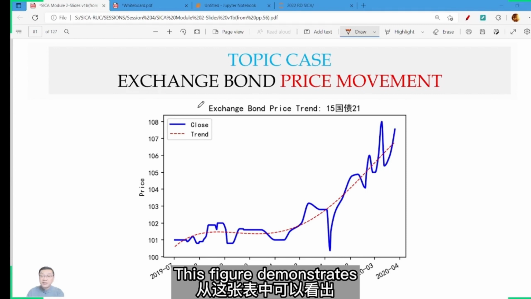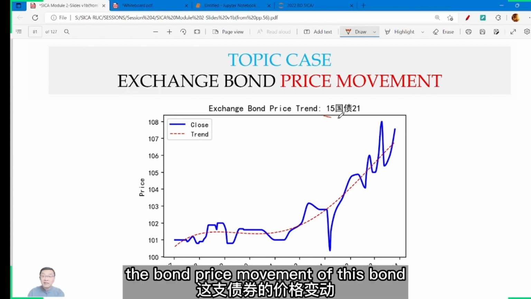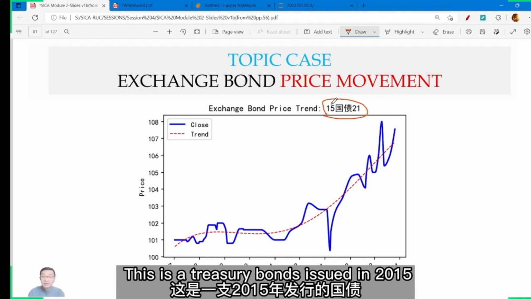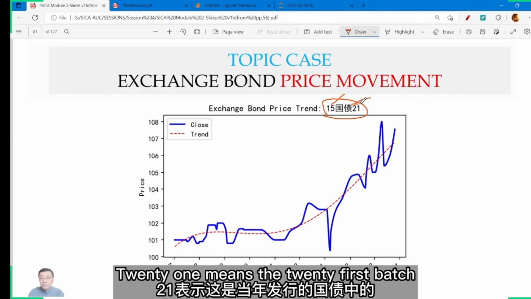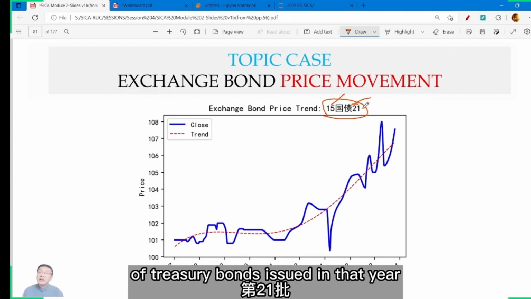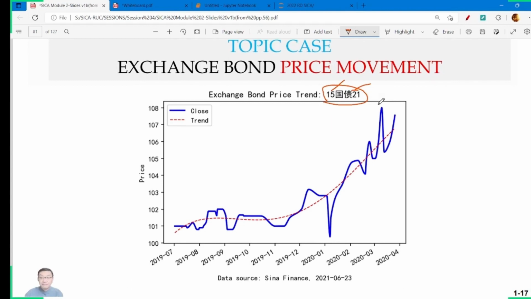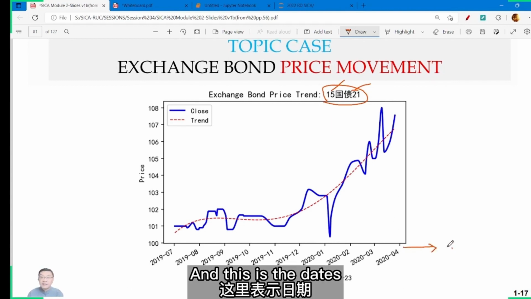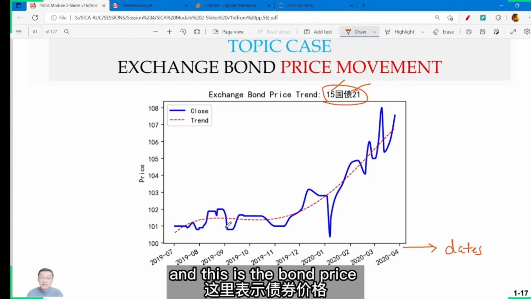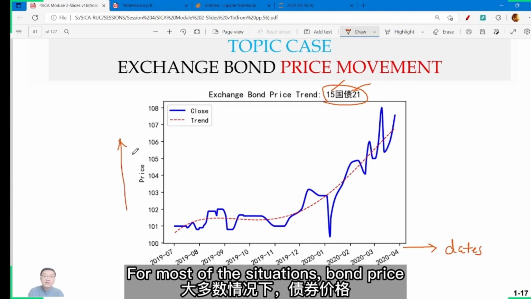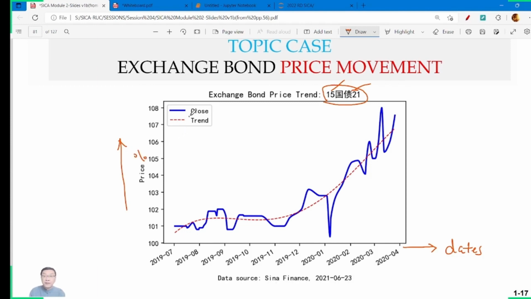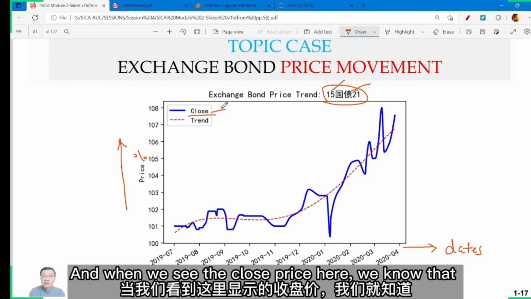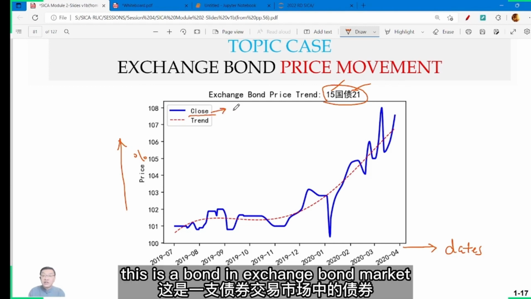This figure demonstrates the bond price movement of these bonds. This is a treasury bond issued in 2015. 21 means the 21st batch of treasury bonds issued in that year. And this is the dates. And this is the bond price. For most of the situations, bond price is the percentage of its face value. And when we see the close price here, we know that this is a bond in the exchange bond market.